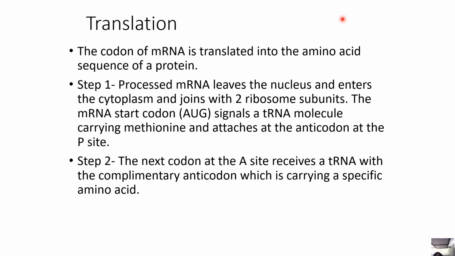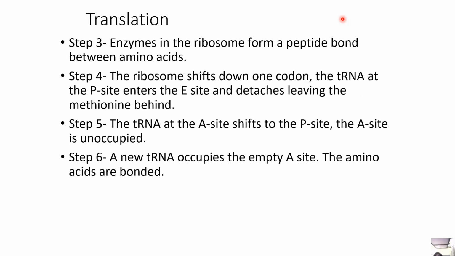The code of mRNA is translated into the amino acid sequence of a protein. The processed mRNA leaves the nucleus, enters the cytoplasm, and goes to the ribosome subunits. The mRNA start codon signals the tRNA molecule carrying methionine, whose anticodon attaches at the P site. The next codon at the A site receives a tRNA with a complementary sequence, carrying a specific amino acid. Enzymes in the ribosome form a peptide bond between the amino acids.